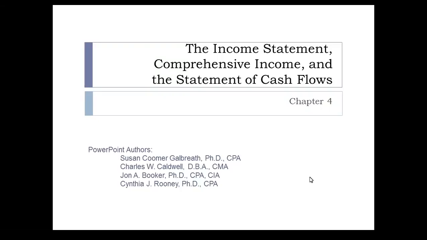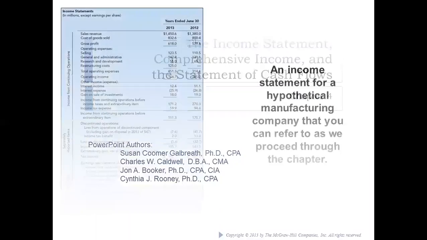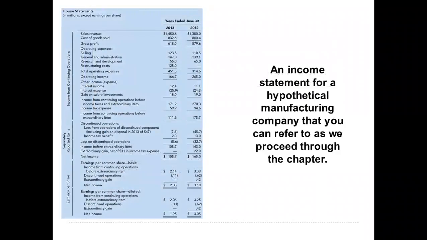In Chapter 4, we're primarily going to be talking about the income statement. Here's an example of an income statement for a typical manufacturing company. This is a pretty comprehensive, detailed income statement, but we'll be talking about this throughout this chapter.